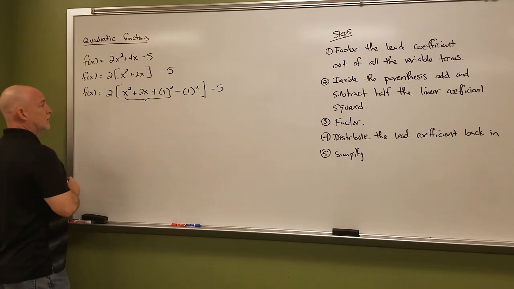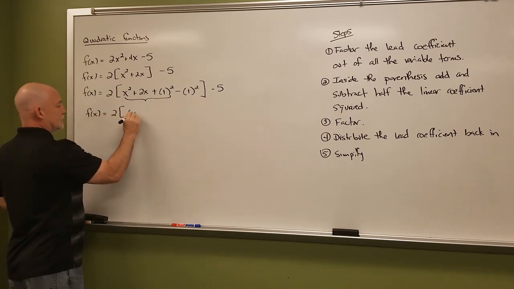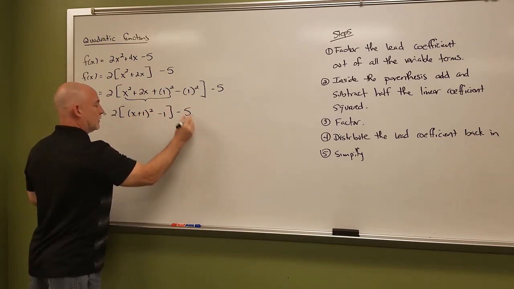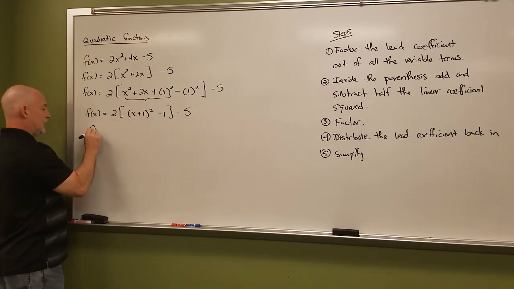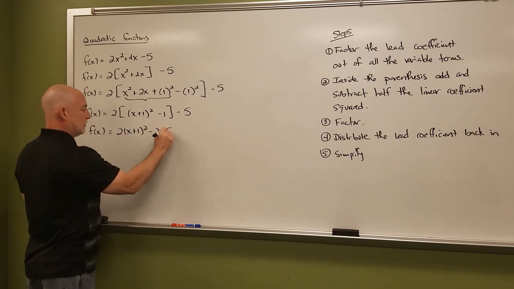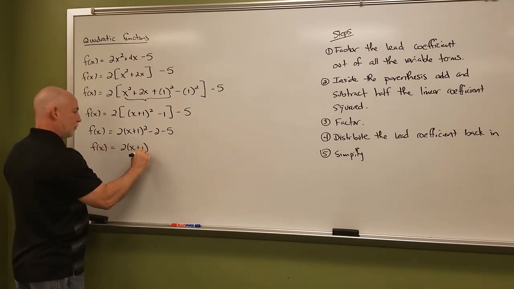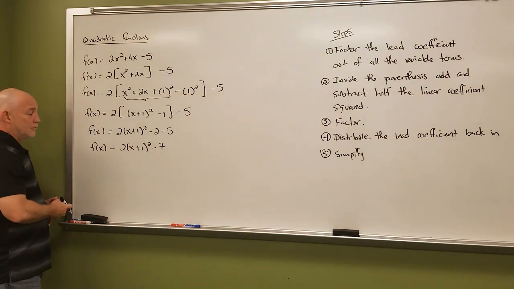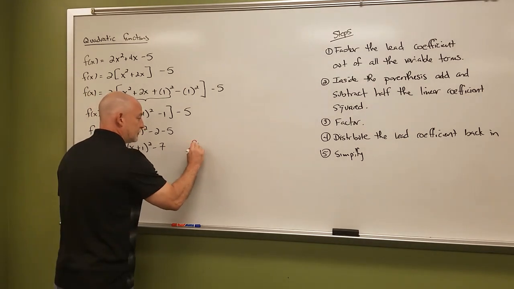Now those three terms, the first three terms will factor, and that factors to x plus 1 squared. And of course, that's just minus 1, like always. Once you've factored, go ahead and distribute the lead coefficient back in. So that's 2 times (x plus 1) squared minus 2 minus 5. So 2(x plus 1) squared minus 7. Now this is in standard form. So when it's in standard form, remember our standard form looks like this.